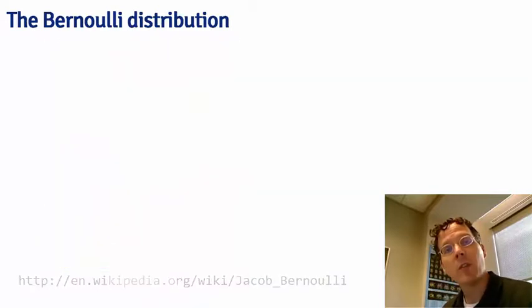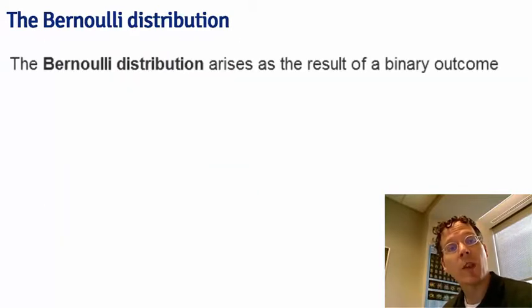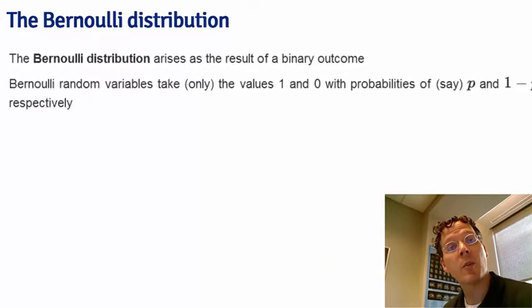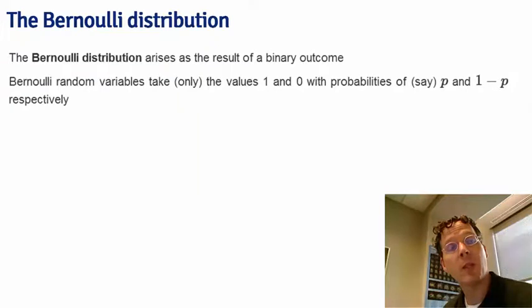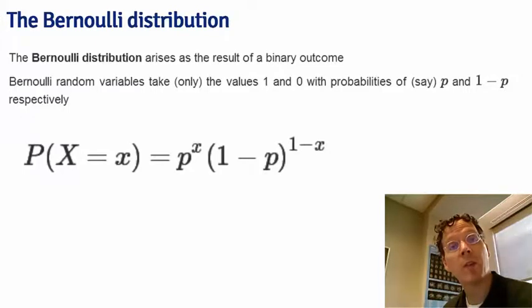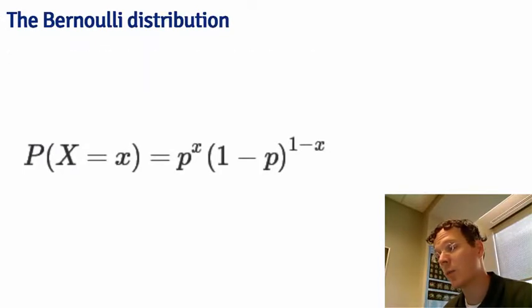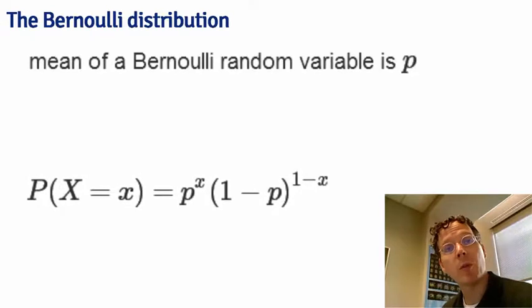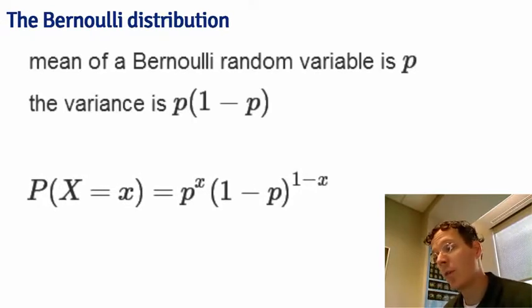So the Bernoulli distribution arises out of a coin flip, say with a 0 for a tail and a 1 for a head. And you have a potentially biased coin with probabilities p for a head and 1 minus p for a tail. We usually write the Bernoulli probability mass function as p to the x times 1 minus p to the 1 minus x. The mean of a Bernoulli random variable is p, and the variance is p times 1 minus p. We've seen these facts before.